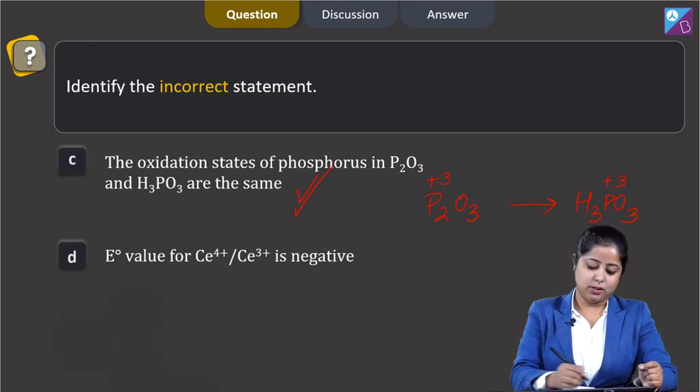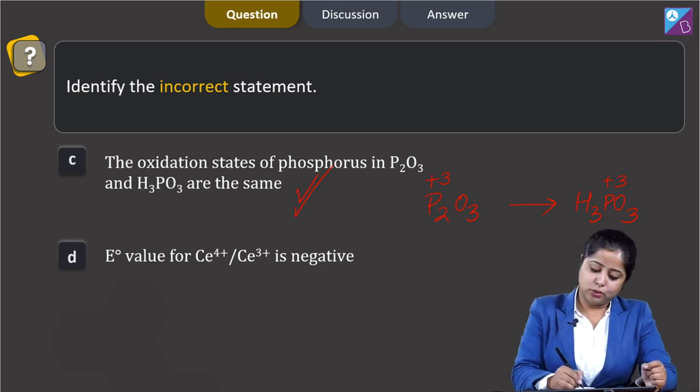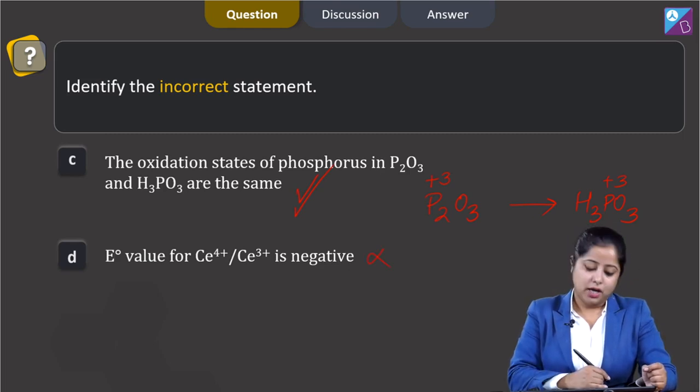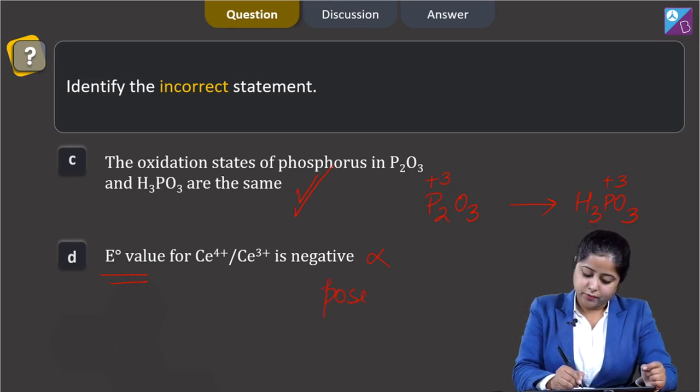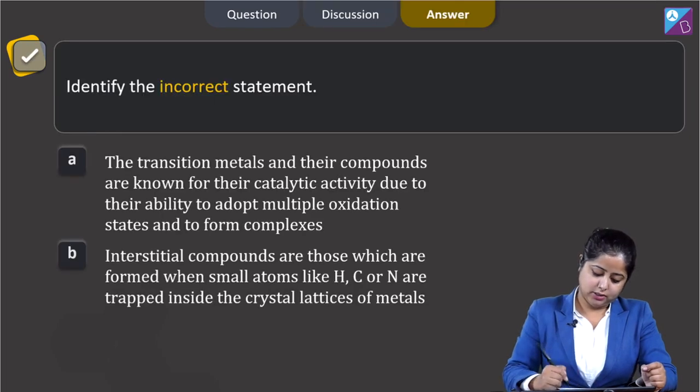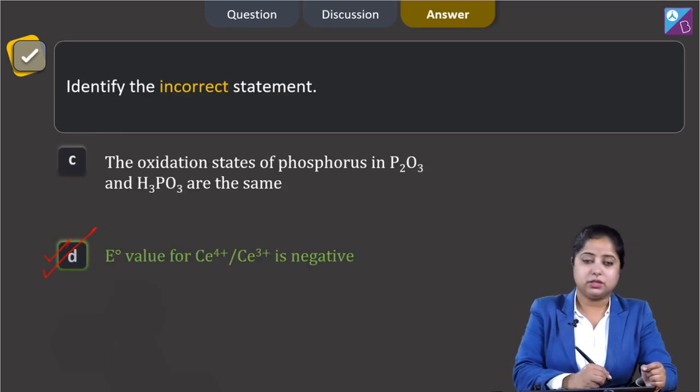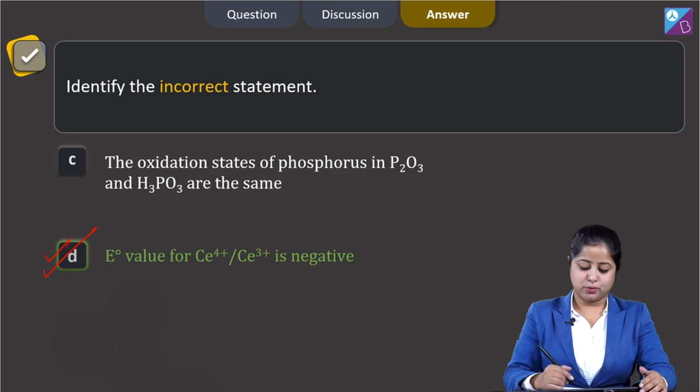Moving to the last statement, E0 value of Ce4+ to Ce3+ is negative. Student, this is an incorrect statement, as the E0 value of Ce4+ to Ce3+ is positive. I am also writing the value. Its value is 1.74 volt. That means the correct answer is option number D. Moving to the next question, students.